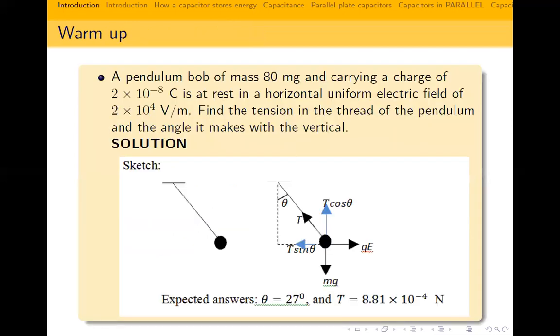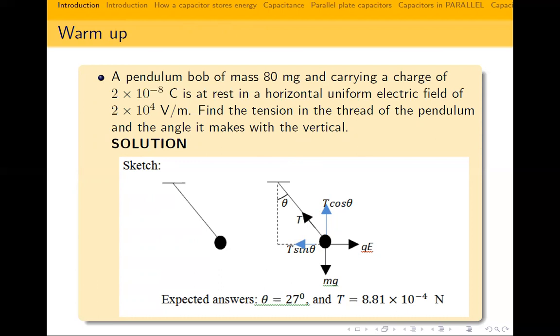So first thing, let's just have this question on the topic that we had discussed already, but we need to know how to go about it. So we have a question here. A pendulum bob of mass 80 milligrams carrying a charge of 2 times 10 power 8 coulombs is at rest in a horizontal uniform electric field of 2 times 10 power 4 volts per meter. Find the tension in the thread of the pendulum and the angle it makes with the vertical.